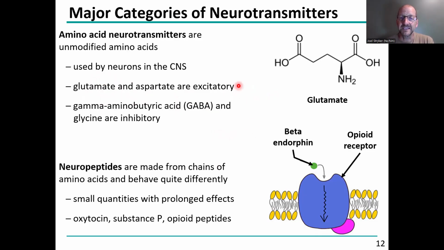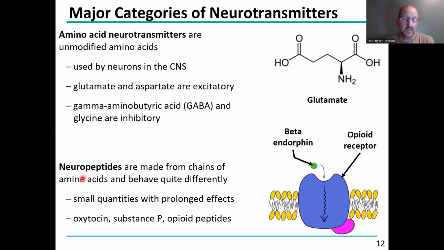These are both excitatory, which means they are going to take their target cell closer to threshold and make it more likely to do what it's going to do, have an action potential. GABA, which is gamma aminobutyric acid, and glycine are two inhibitory neurotransmitters, which means they are going to hyperpolarize their target cell and result in that target cell being less likely to fire.